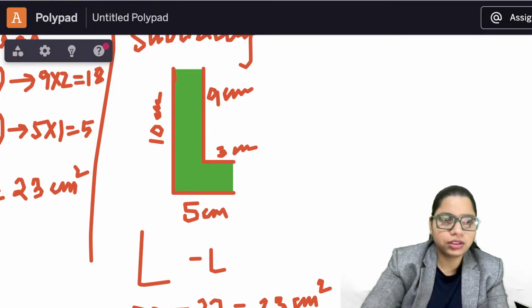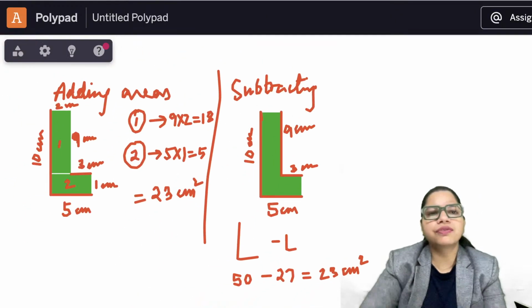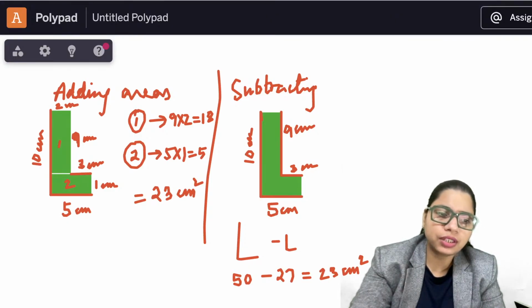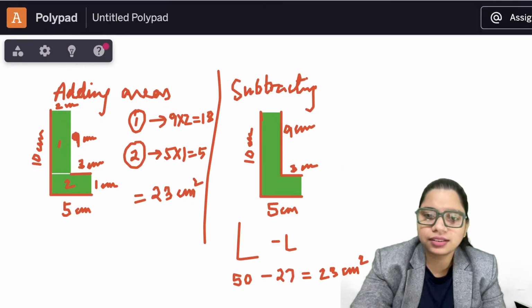Methods are different. So we have discussed two methods, one for adding and the other for subtracting. Whatever makes sense to you, you can go ahead with that one, and that's it.